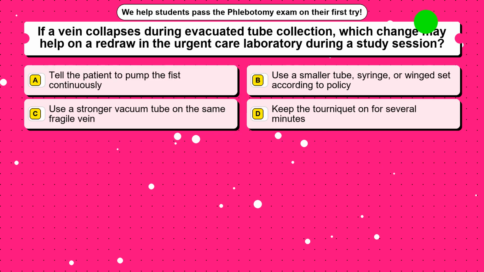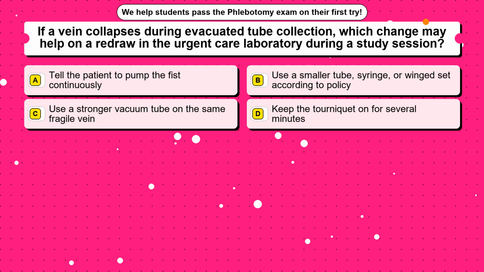Question 33. If a vein collapses during evacuated tube collection, which change may help on a redraw in the urgent care laboratory during a study session? Option A. Tell the patient to pump the fist continuously. Option B. Use a smaller tube, syringe, or winged set according to policy.